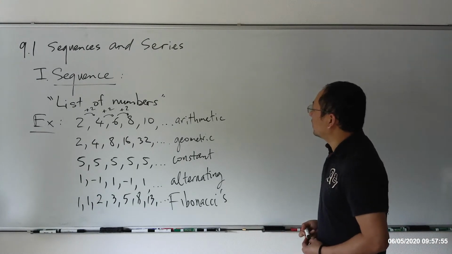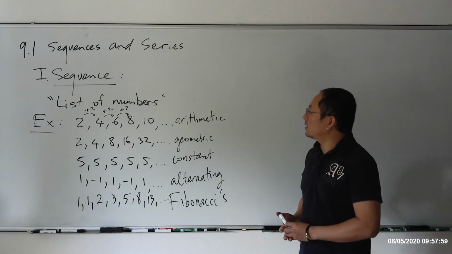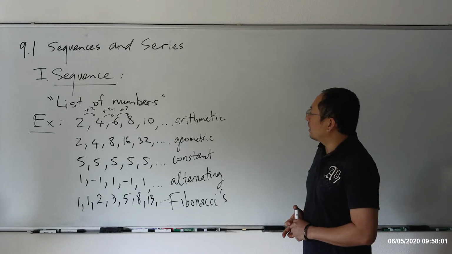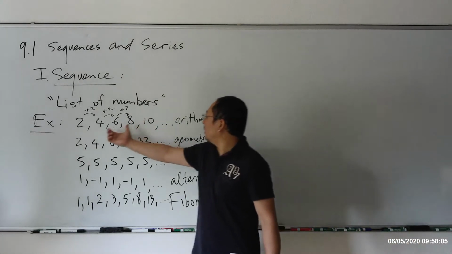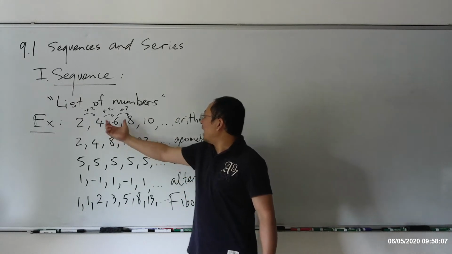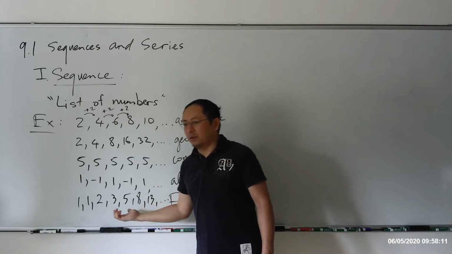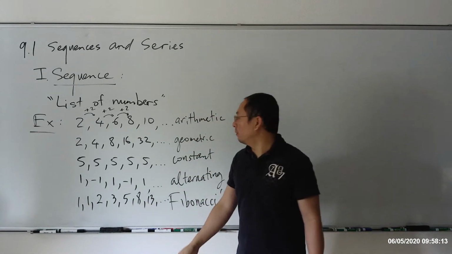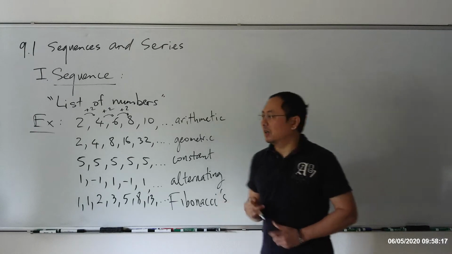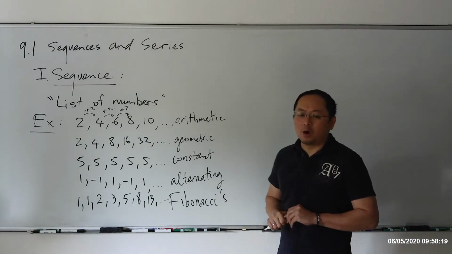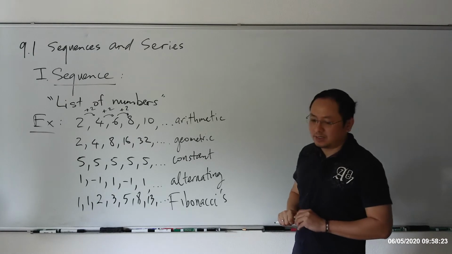Alright, so at least for now we get some idea of what a sequence is about. Just simply think of a list of numbers. It could be adding to get the next term, or multiplying, could be constant, alternating, or Fibonacci, or many more types of sequences. All right. At least we have some examples right here to help you have an idea what is meant by a sequence.